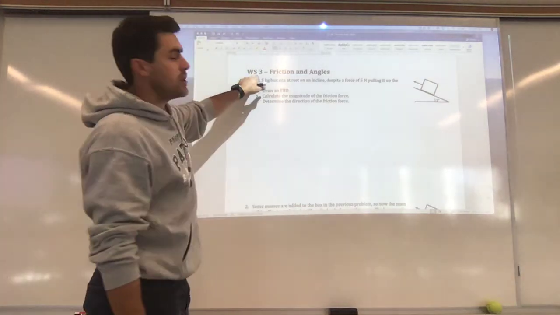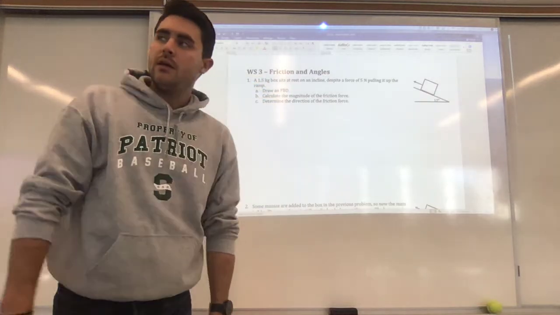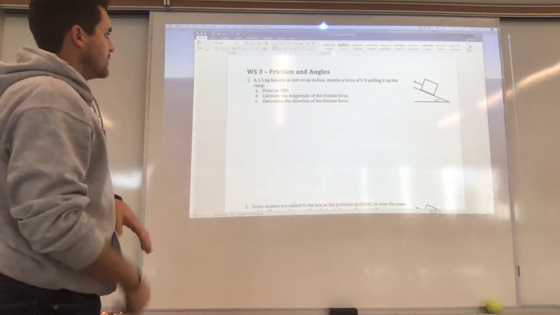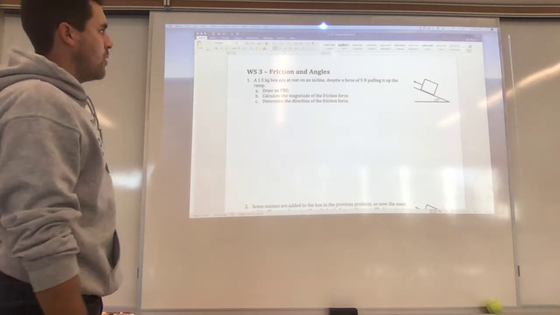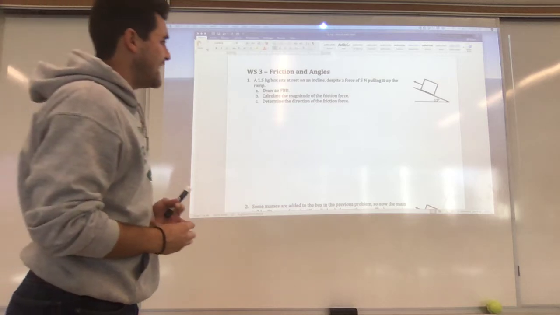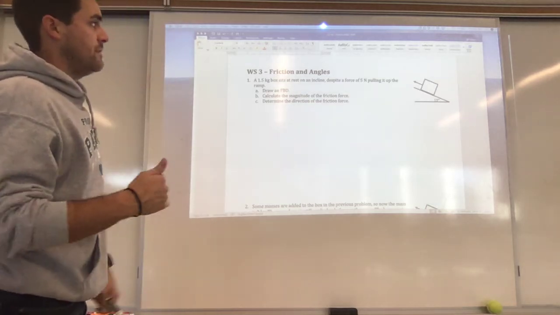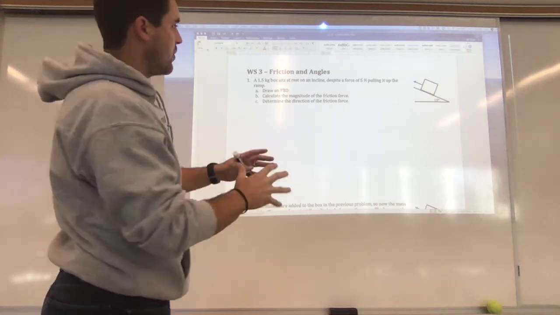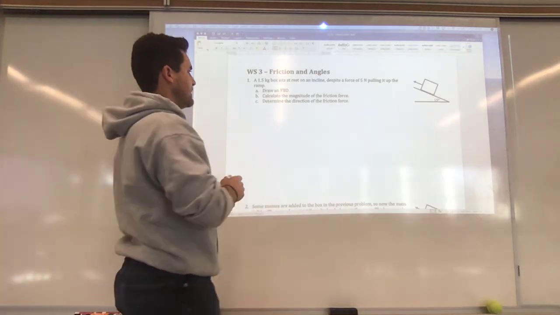We're looking at worksheet 3, problem number 1 in unit 2. This is all about friction and objects on angles. So we're going to start with problem number 1. A 1.5 kilogram box sits at rest on an incline despite a force of 5 newtons pulling it up the ramp. There's a couple things here that I want to jot down based on what I see here.